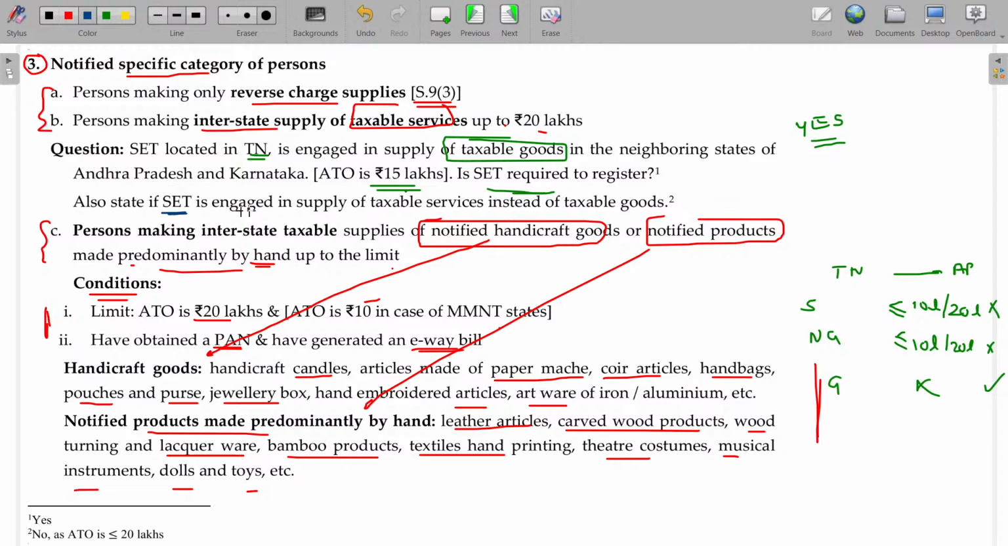Also state, if Set is engaged in supply of taxable services instead of taxable goods. In case of taxable services, 20 lakhs limit will be applicable. So, registration is not required. Clear? Registration is not required. Three scenarios.